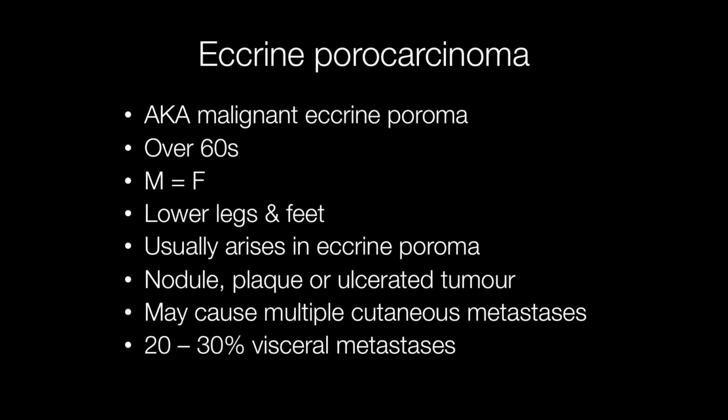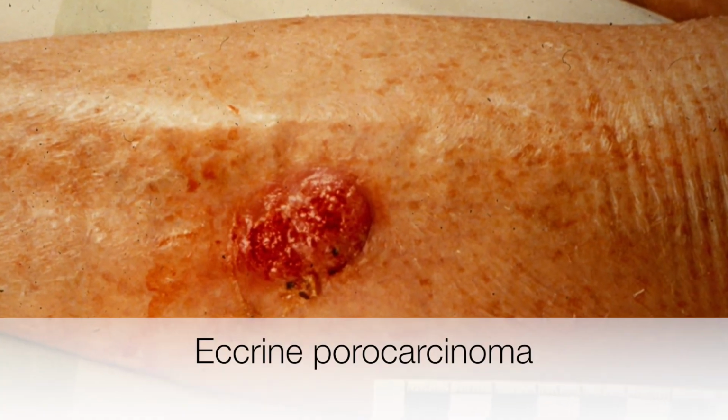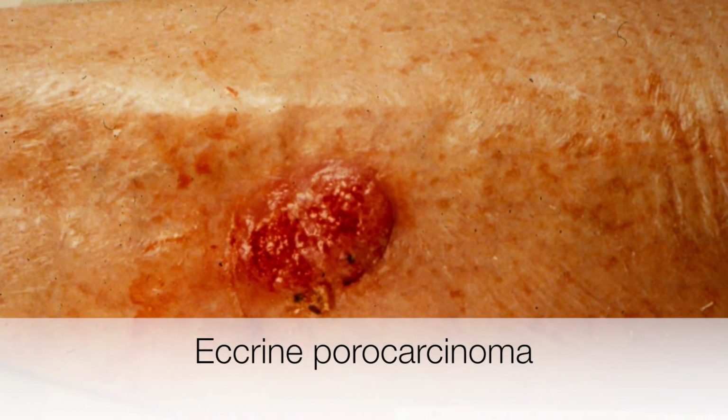Clinically, they present as nodules, plaques, or ulcerated tumours, and they may cause multiple cutaneous metastases, and in 20 to 30% of cases there are visceral metastases. And this nodular ulcerated lesion is a good example of an eccrine porocarcinoma.